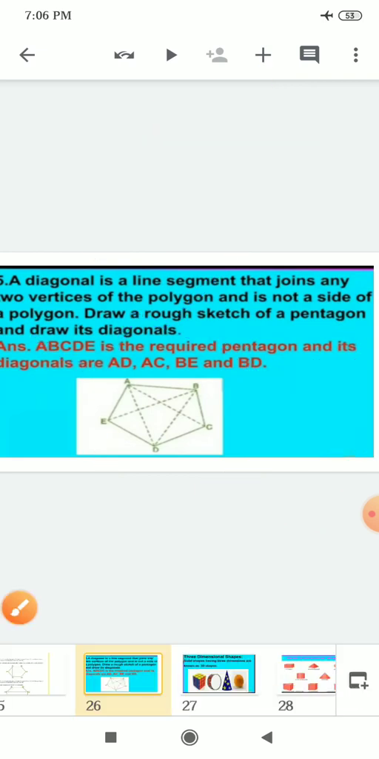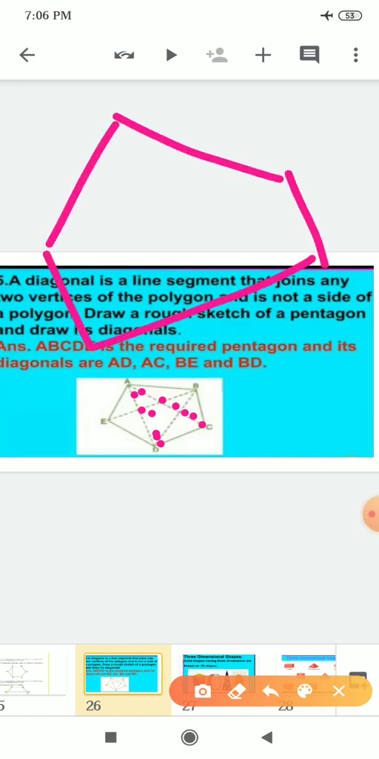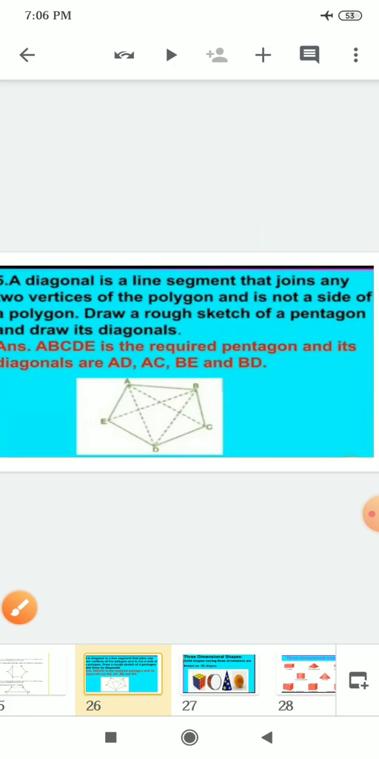Same way, ABCDE is the required pentagon and you have to find its diagonals. You can select any of them and draw a dotted line. If a pentagon is there, you can take any shape, like here, this is one shape, then this one shape. So AD, AC, BE, BD are diagonals. Just drawing a line joining the vertices is a diagonal.